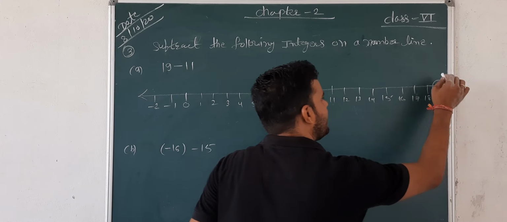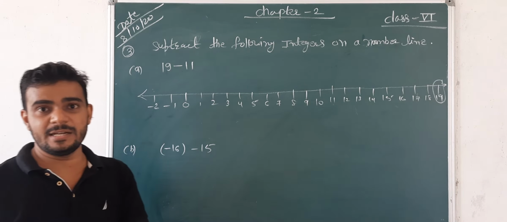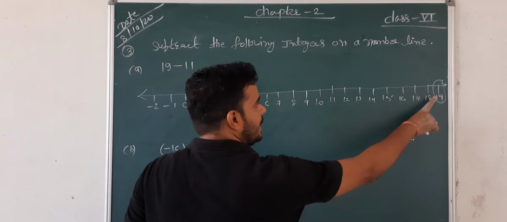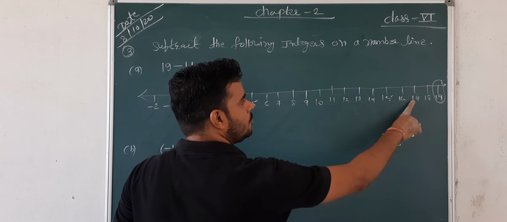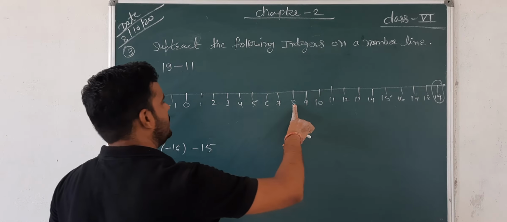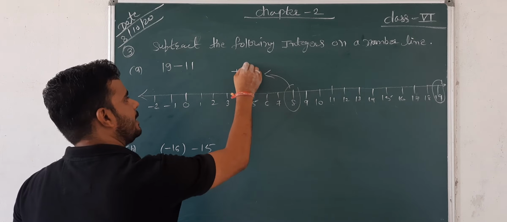अब अपन कहाँ पे खड़े हैं भाई, 19 के ऊपर खड़े हैं. Okay. So the second symbol is negative. So when the negative symbol is there, then we will move to the left hand side. How much? 11. So just count. Left hand side is here. So 1, 2, 3, 4, 5, 6, 7, 8, 9, 10, 11. So our answer is positive 8.